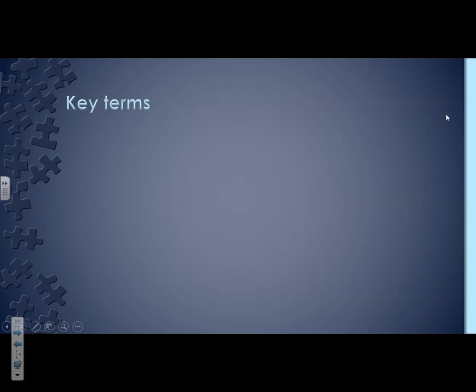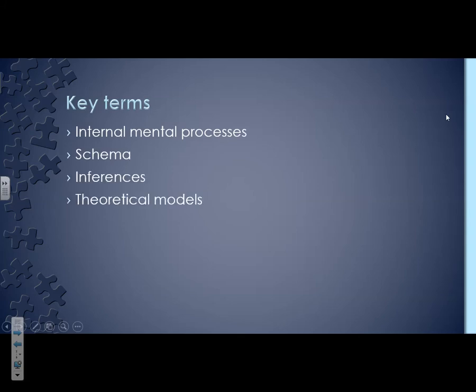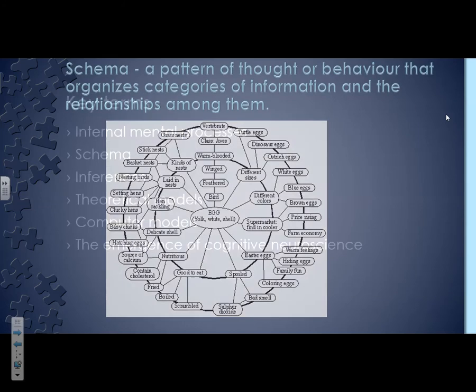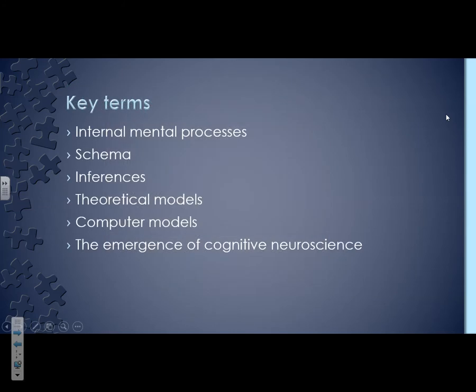So there are several key terms we're going to go through: internal mental processes, schema, inference or inferences, theoretical models, computational computer models, the emergence of cognitive neuroscience. Now all of these terms sound a bit scary, but actually most of them are fairly easy ones, concepts that you've come across before.